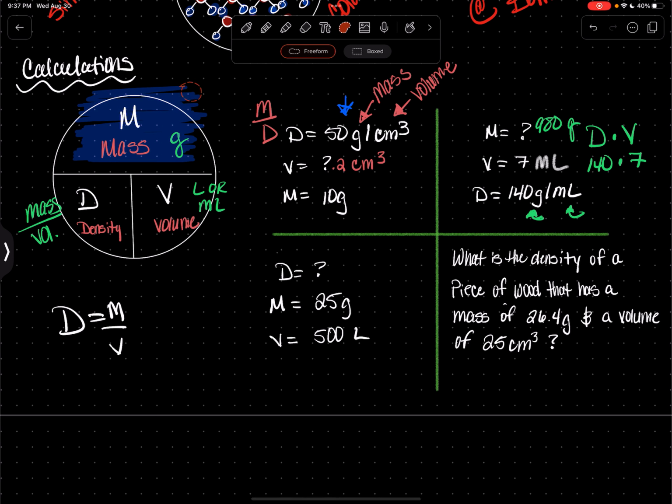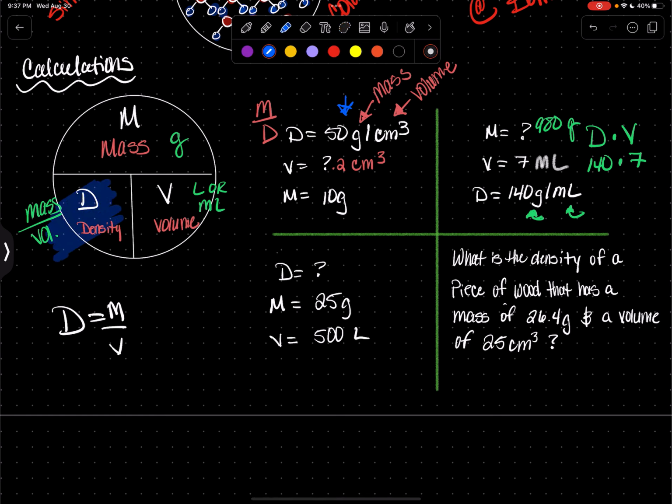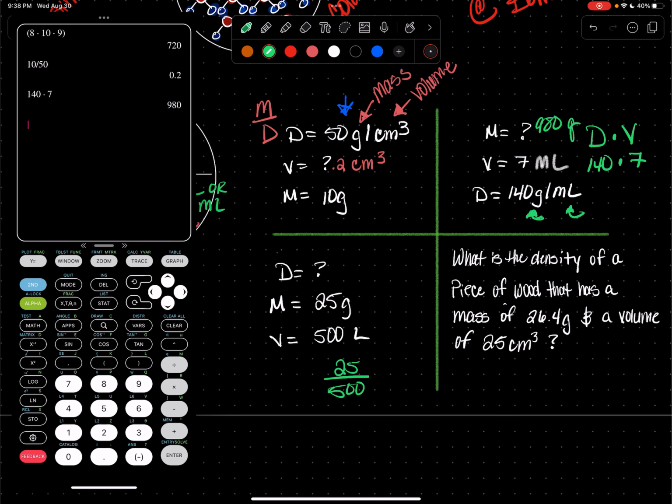I want to figure out my density, given 25 grams as my mass and 500 liters as my volume. Well, I'm going to cover up density here, just like we did before. Density no longer exists. I'm covering it up with my hand. Now I'm doing some math. I got to do M over V right now. So my M is 25. My V is 500. Pull out my fancy calculator here. 25 divided by 500. That gives me 0.05.